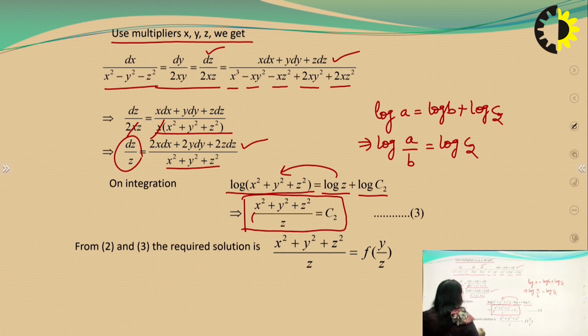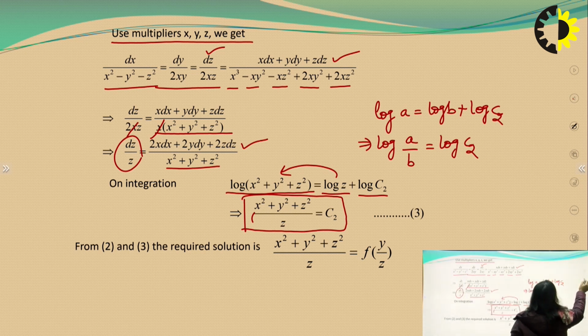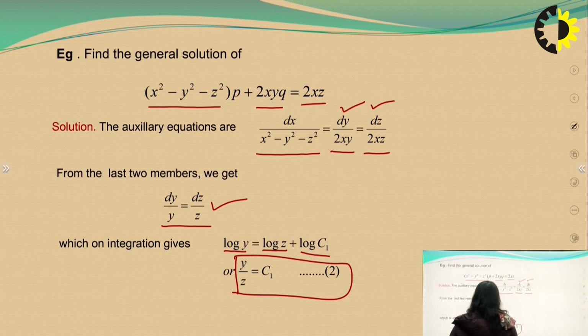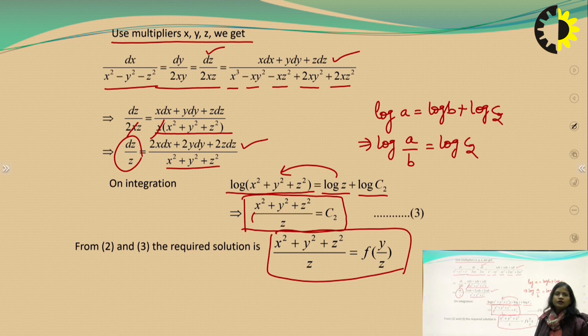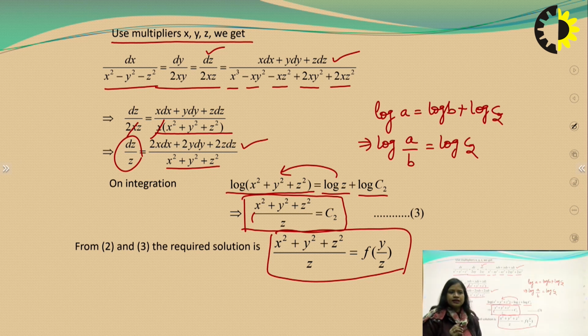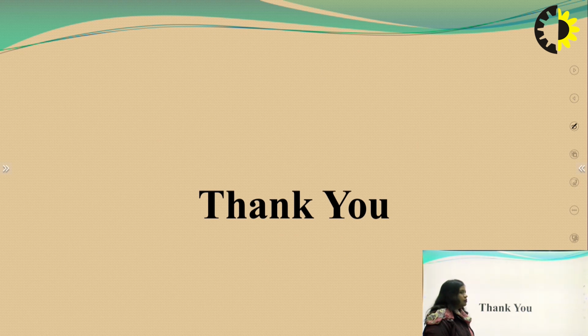So from the first solution, which I have got on the previous page, y by z equal to constant, this solution and the solution on the next page together give me the required general solution of the above equation. So this question is particularly important because here I've used both the methods, the method of multipliers as well as that of grouping, and I'm not making the denominator 0. So thank you very much for being with me.